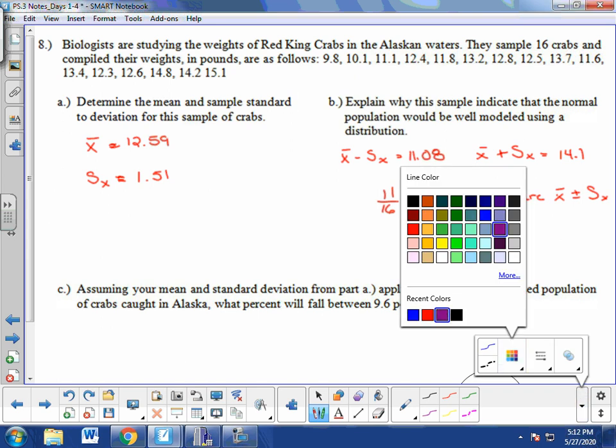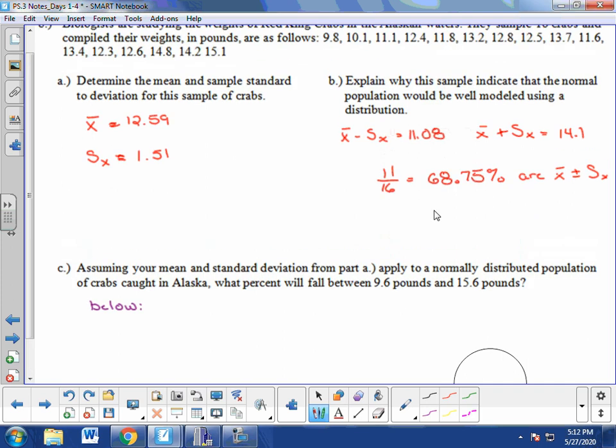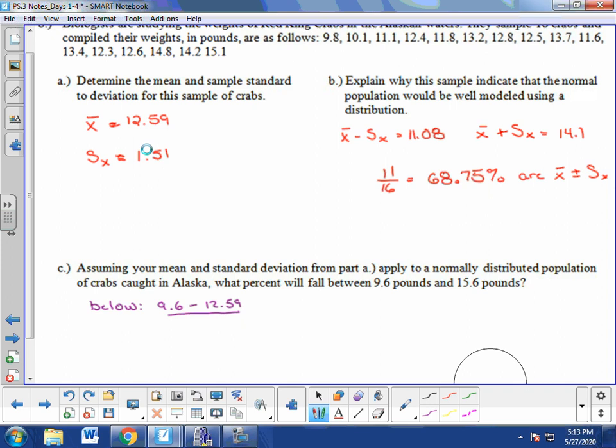Okay, hopefully you've had a chance to come up with an answer. What we want to do here is we have two data points that we're trying to find the percentage between. Some data points are below the mean, and some are going to be above the mean. So let's start with below the mean. 9.6 is our lower bound. I'm going to take this 9.6 minus our mean, which was 12.59, and then divide by our sample standard deviation, 1.51. So I'm going to go ahead and divide by 1.51.